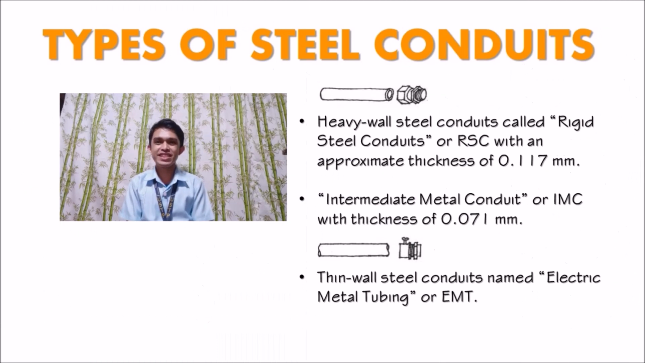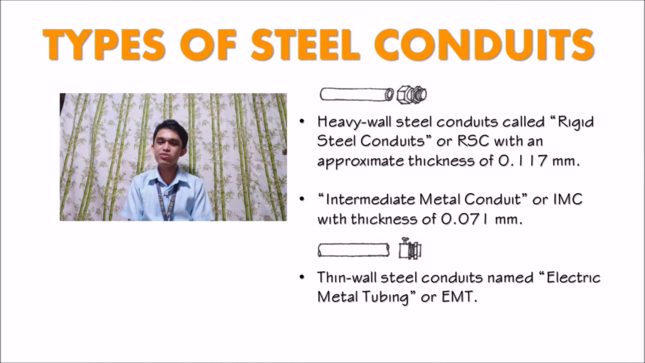Conduits are mainly used to protect the enclosed conductors from mechanical injury and chemical damage, to protect people from shock hazards, to provide a system ground path, to protect the surroundings against fire hazard, and lastly to support the conductors. There are three types of steel conduits.